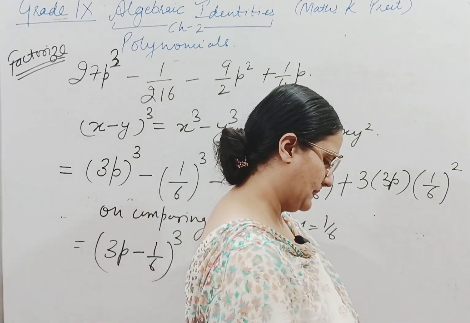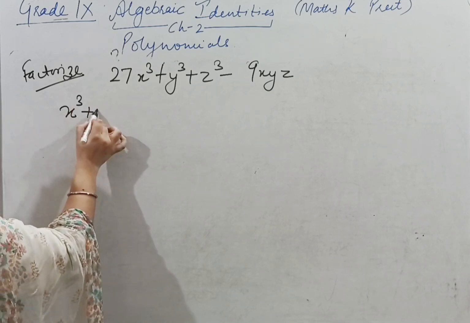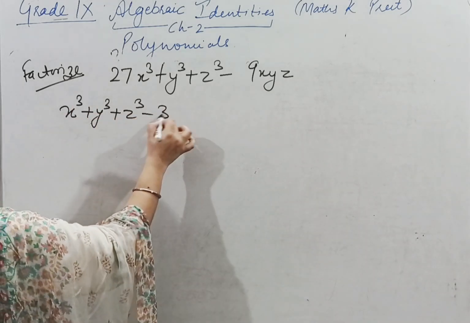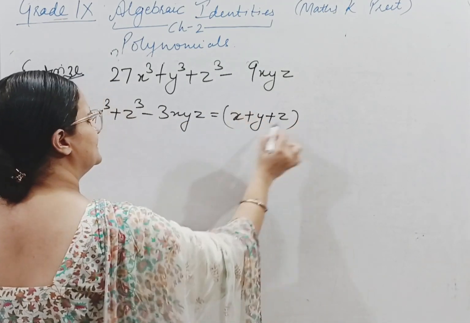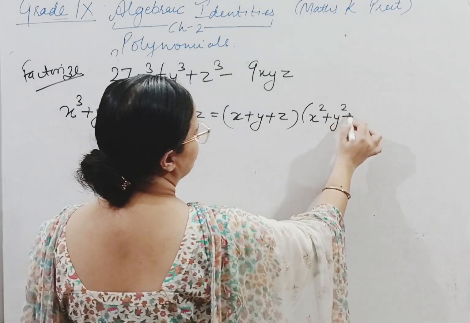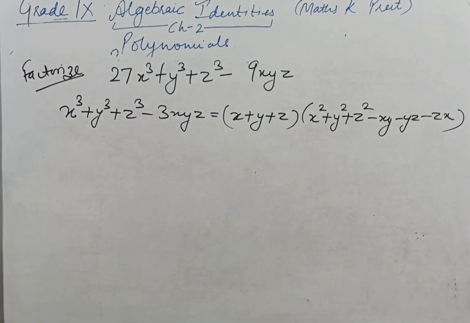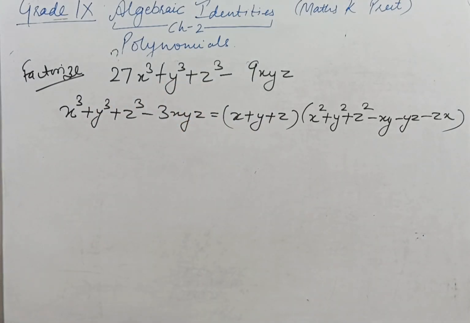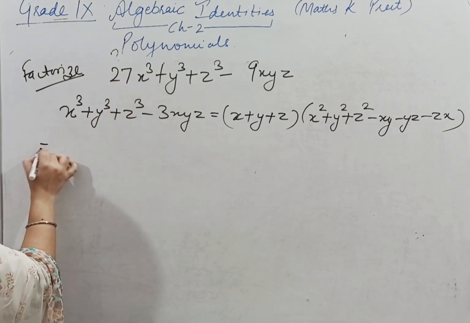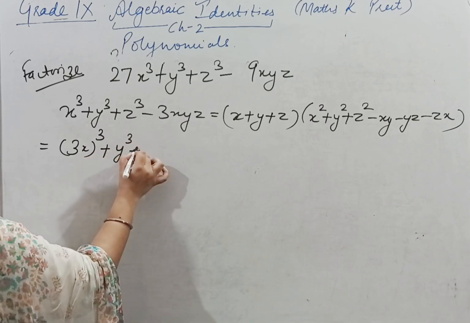Let's see further. So this is the question, it's asking us to factorize. Recently we have seen an identity x cube plus y cube plus z cube minus 3xyz. The last identity I have written, this was the result: x plus y plus z, then x square plus y square plus z square minus xy minus yz minus zx. So this was the identity, and the left hand side is looking similar to this expression. So from here I can write this as, to make it whole cube, (3x) whole cube, y cube as it is, z cube as it is.